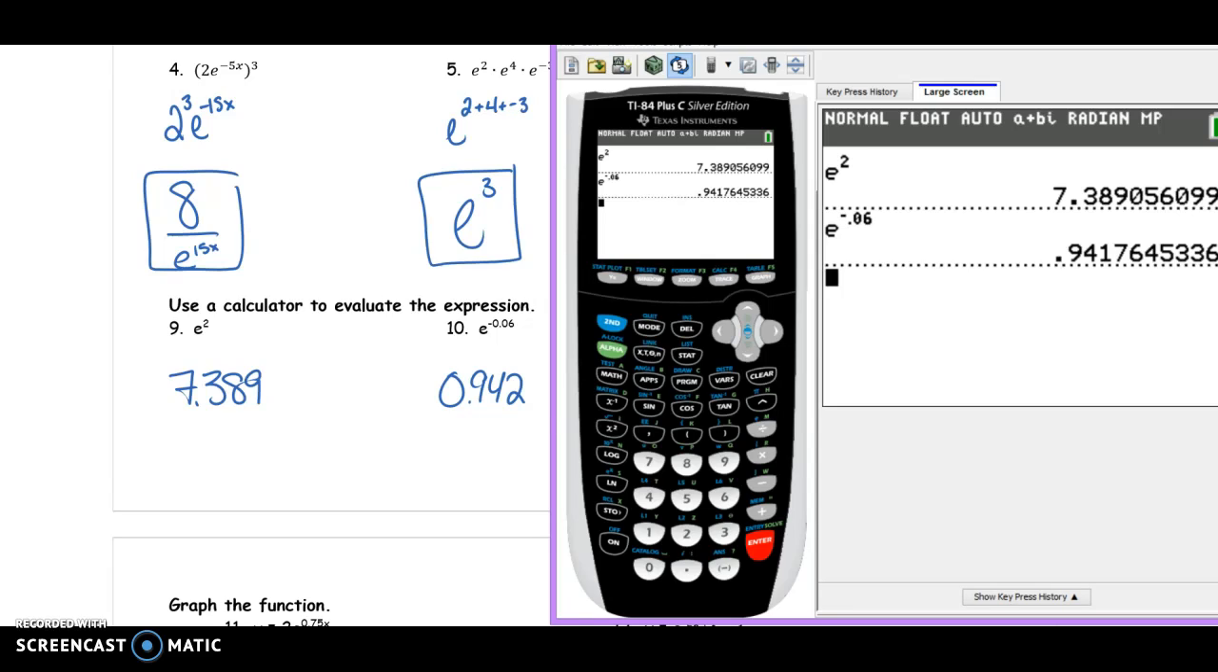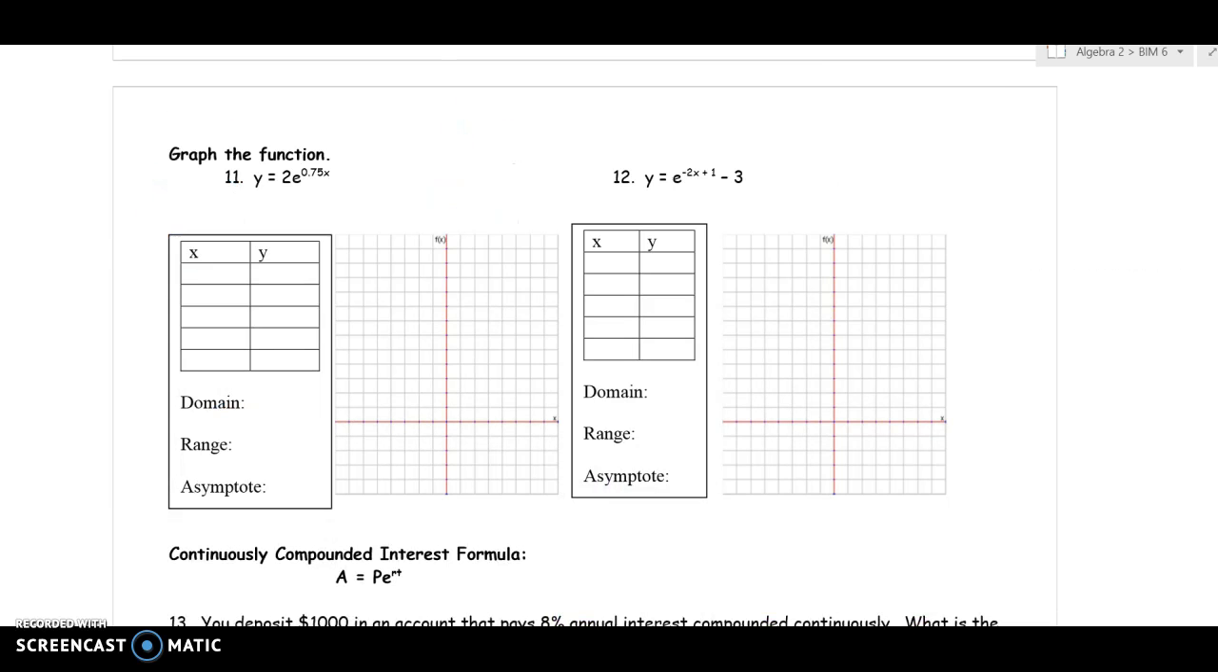So when you plug in e to the negative 0.06, you should get 0.942. If you are getting numbers other than these when you try these on your calculator, please let me know so I can help you figure out how to do e on your calculator. When we graph, we are going to use the x values -1, 0, 1, and 2. This is still exponential growth and decay.